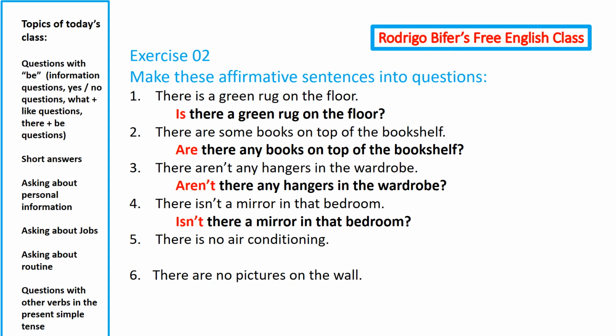So we are using the word no to make the negative, okay? Instead of using there isn't, we use there is in the affirmative, and then we use the word no, which is the same as saying that there isn't air conditioning. There is no air conditioning. It's a negative using the word no. And so the question is very simple. We just use the word no in the question the same way.